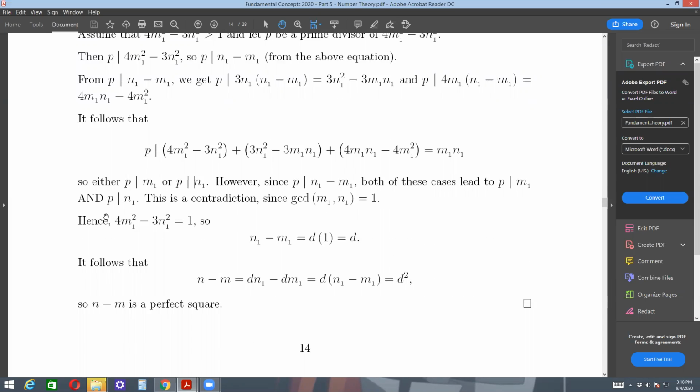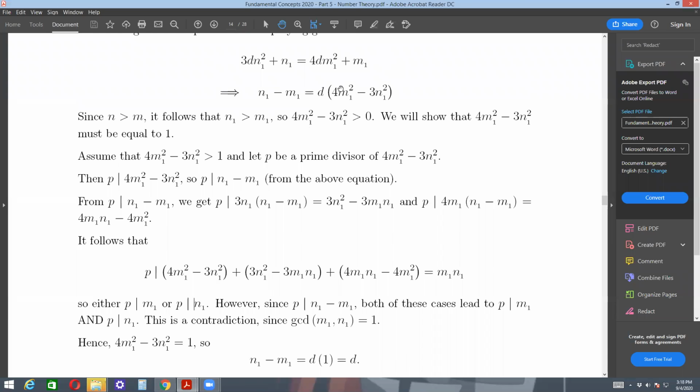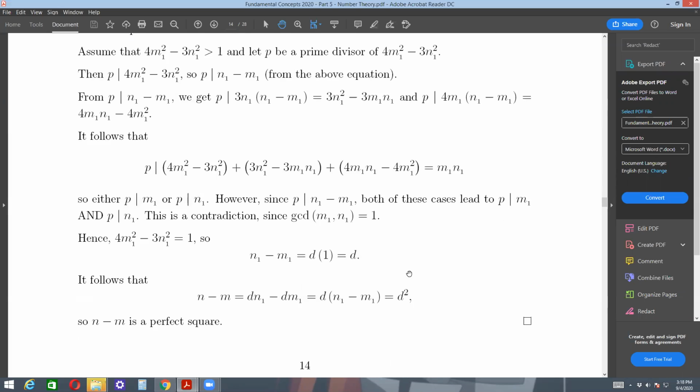And because that doesn't work, this number must be equal to 1, because it has no prime divisors and it's positive. So the only value it could be is 1. And if this is 1, it means that N1 minus M1 is equal to D times 1 from this equation up here. So if N1 minus M1 is D, then what is N minus M? Remember, N minus M is DN1 minus DM1, which is D times N1 minus M1. That gives you D squared. So you're done, because you proved that N minus M is a perfect square. We don't care what the value of D is. We just want to show it's a perfect square.